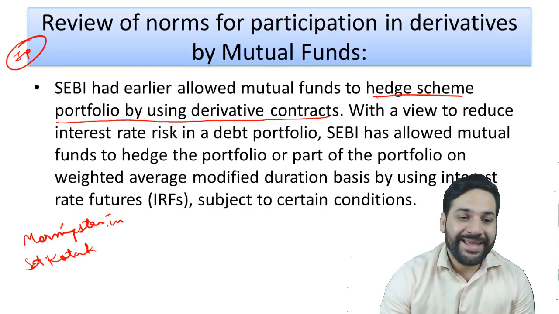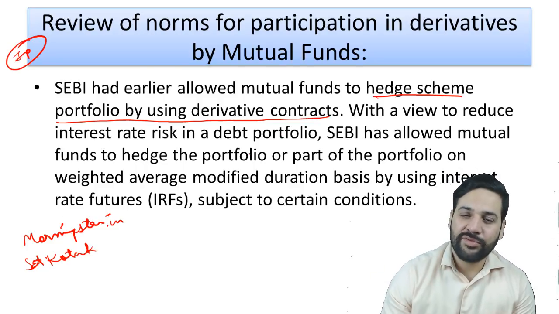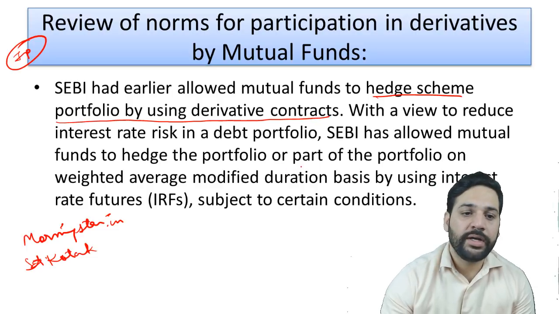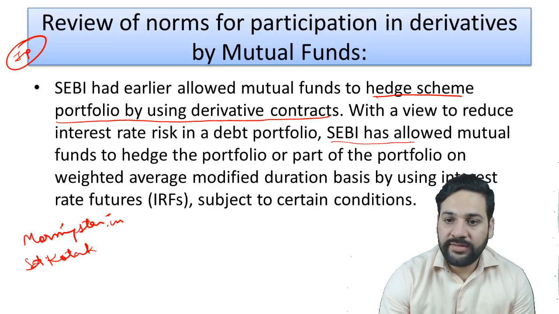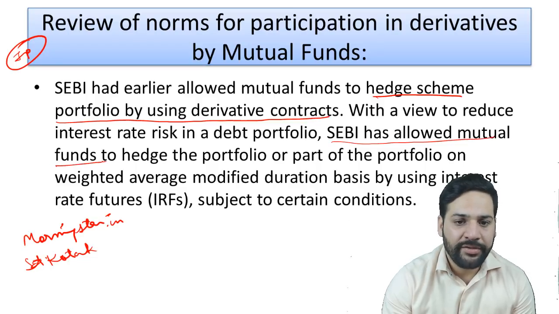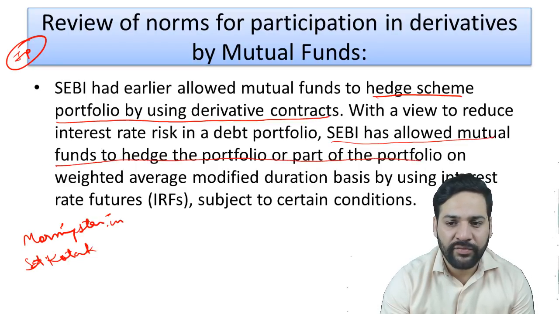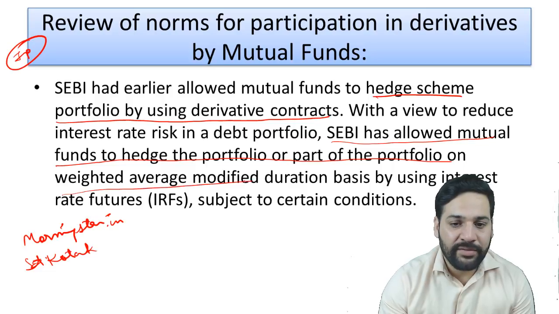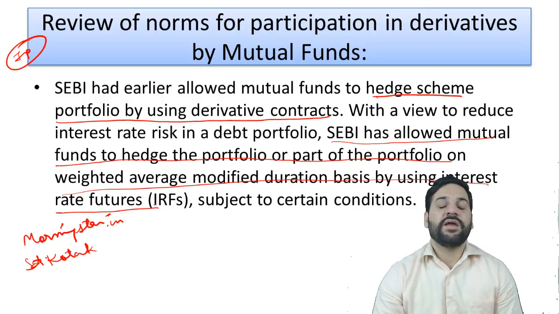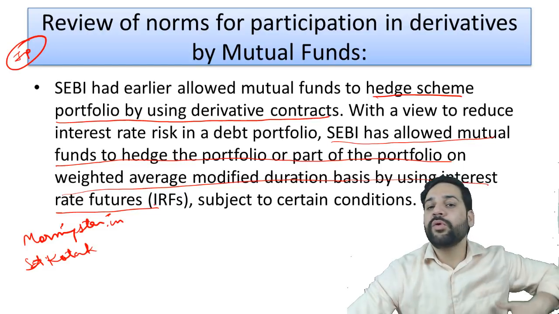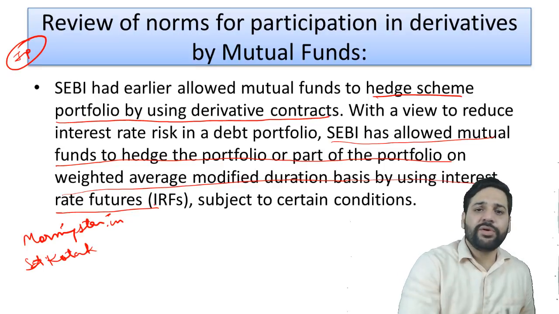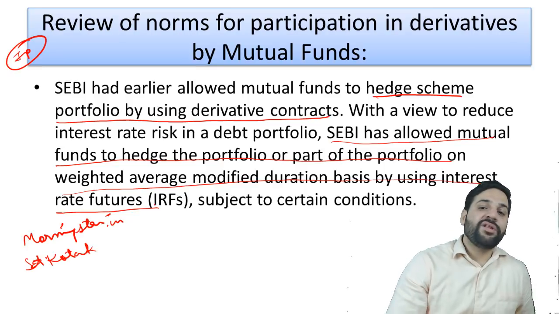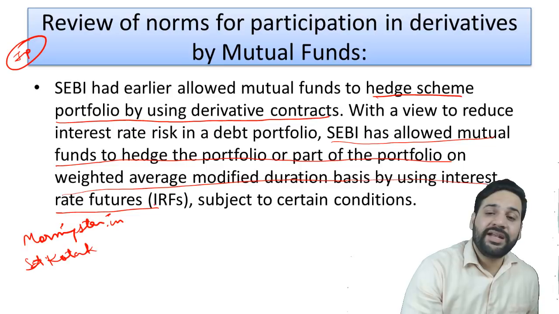So they can hedge it. What is hedging? It's kind of an insurance, right? With a view to reduce the interest rate risk in the debt portfolio. Now SEBI has allowed mutual funds to hedge the portfolio or part of the portfolio on the weighted average modified duration basis by using interest rate futures. Previously SEBI allowed derivatives in equity. Now they have allowed derivatives in the debt funds.